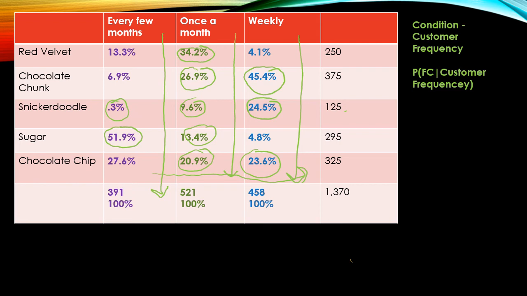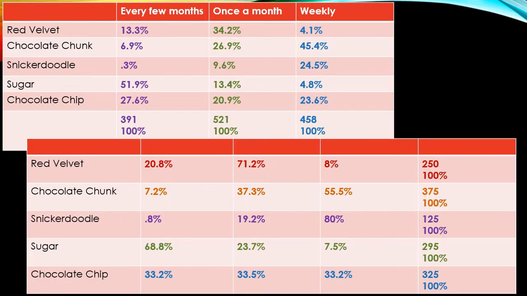So let's take a minute and think about which cookie you would take off the menu. Now to help make that decision, I've put together the percent tables or the contingency tables given each event. So the top is given how frequently the customer comes in, and the bottom is given the preferred cookie.